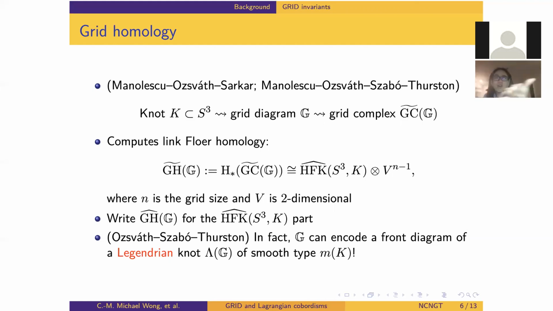Coming back to the context of Legendrian links, Ozsváth, Szabó, and Thurston showed that a grid diagram doesn't just encode a smooth knot K, but it in fact encodes the front diagram of a Legendrian knot, lambda of G, which has smooth type M of K. We'll see why there's an M. M here means mirror. So you have smooth type the mirror of K. We'll see in a second.